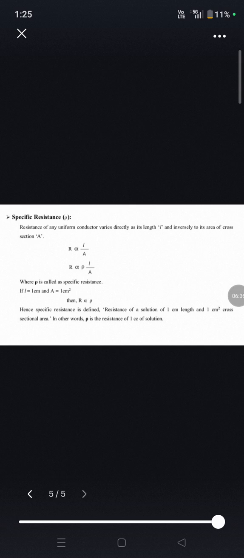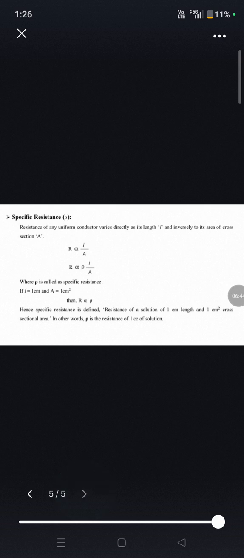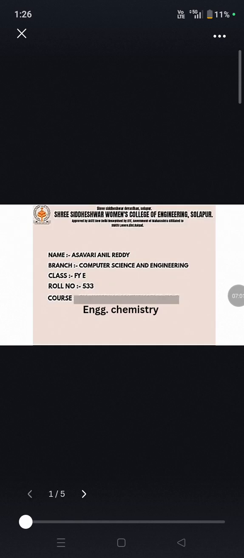And now it is about equivalent conductance. Definition of equivalent conductance is the conducting power of all the ions produced by dissolving 1 gram equivalent of an electrolyte in a given volume of solution. Now, what is specific conductance? The conductance of a solution enclosed between two electrodes of 1 centimeter square area of cross section separated by a distance of 1 centimeter. It is the reciprocal of specific resistance.